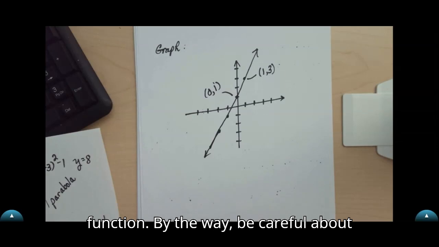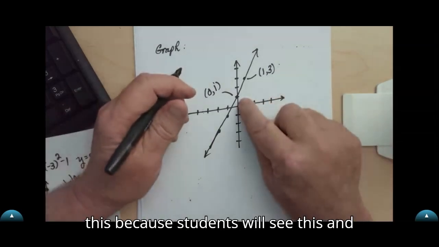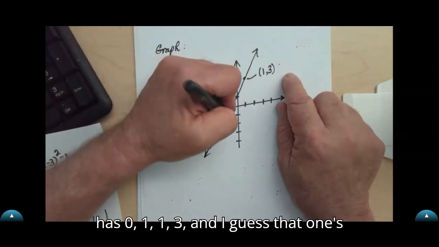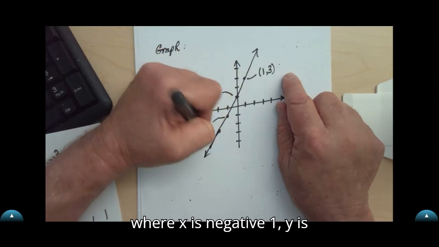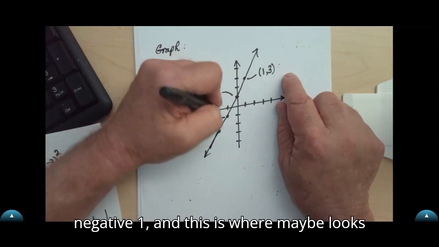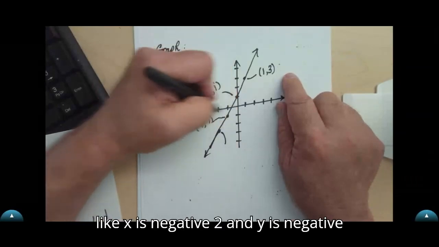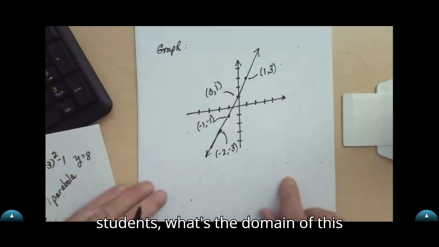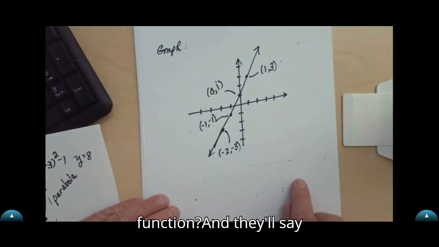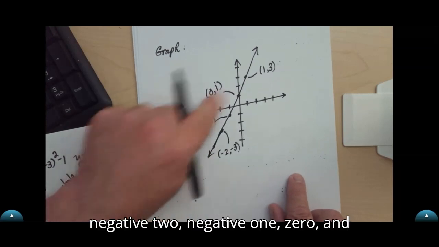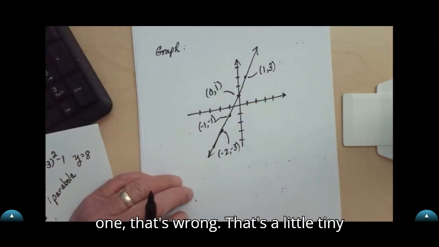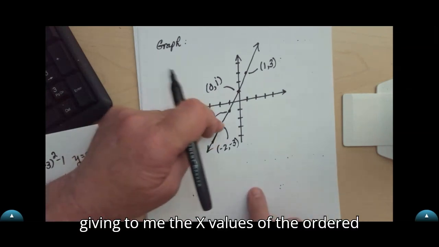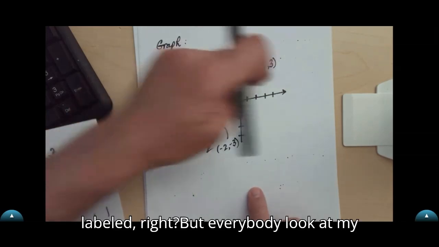By the way, be careful about this because students will see this and go, oh, this is the function that has 0, 1, 1, 3, and I guess that one's where x is -1, y is -1, and this is where x is -2 and y is -3. So I'll ask students, what's the domain of this function? And they'll say -2, -1, 0, and 1. That's wrong. That's a little tiny piece of the domain. You're just giving me the x values of the ordered pairs that I labeled, right?